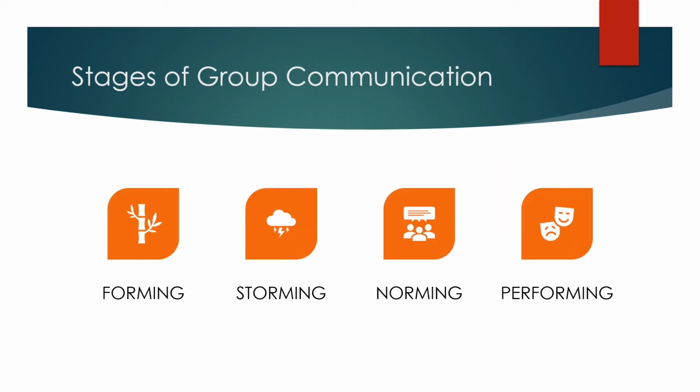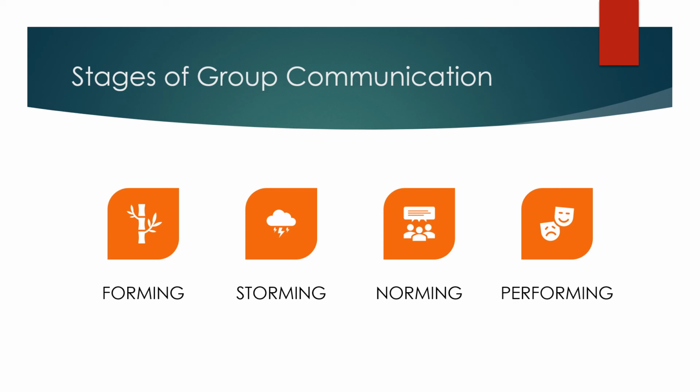So what are the stages of group communication? Group communication is different from individual communication. In order for groups to accomplish work, they must go through a sequence of stages of communication that are going to include forming, storming, norming, and then performing.